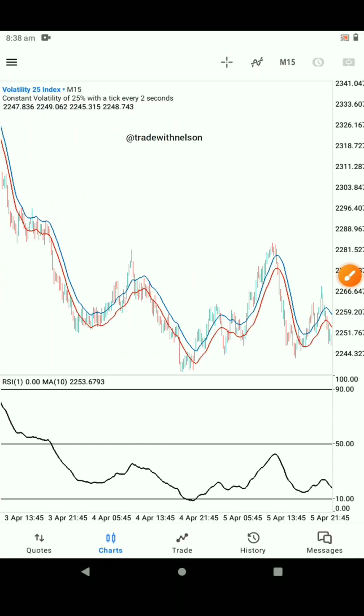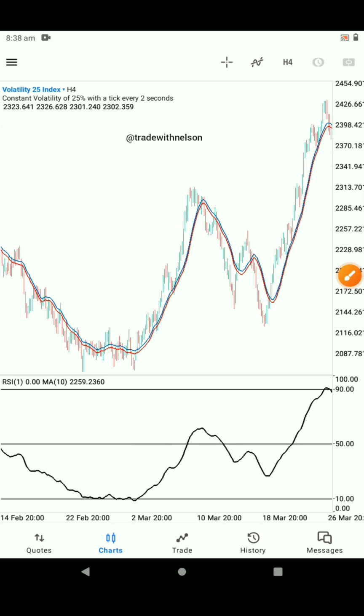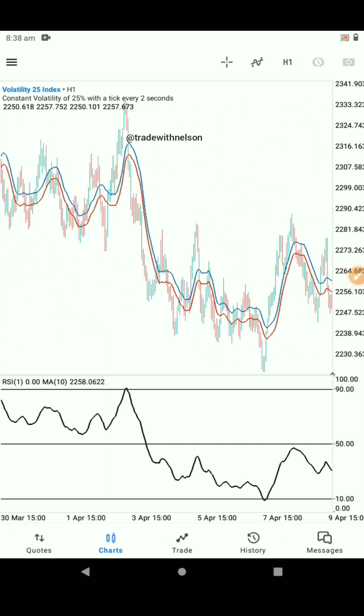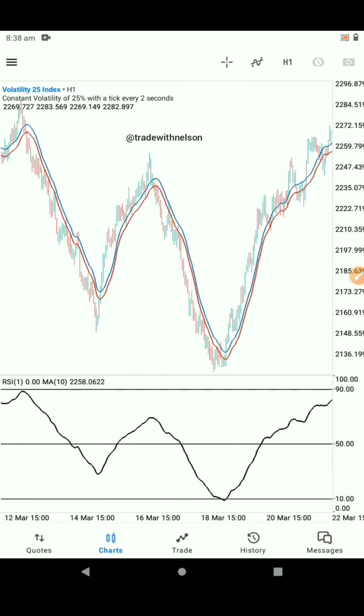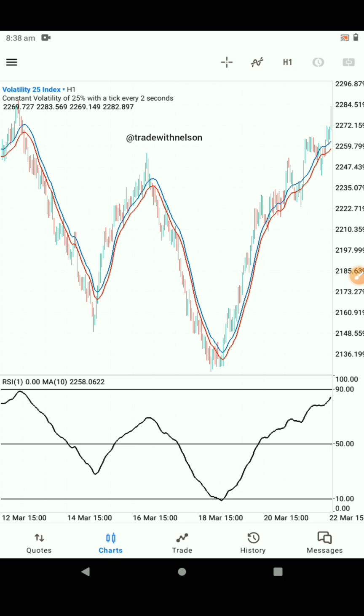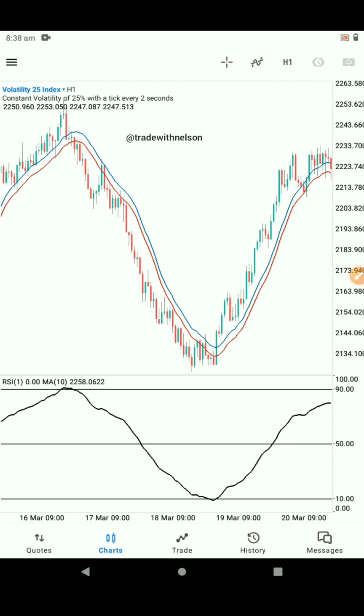And if you know that these markets are too choppy, you can go to your 4-hour time frame if you can wait, or the 1-hour time frame. So if you use the 4-hour or 1-hour time frame, you will get more accurate markets. You will get more perfect entries.